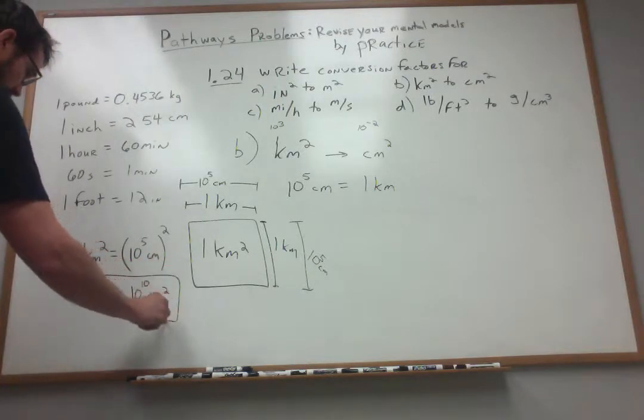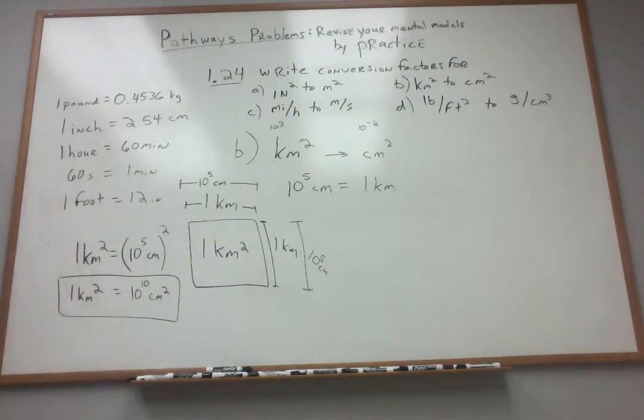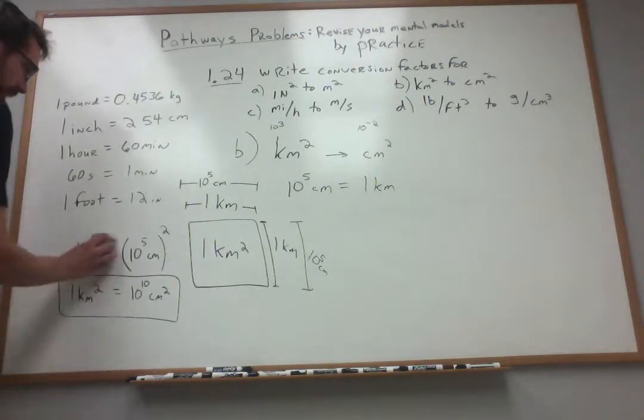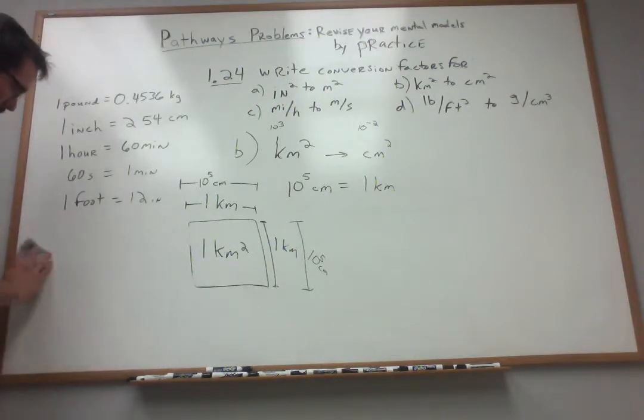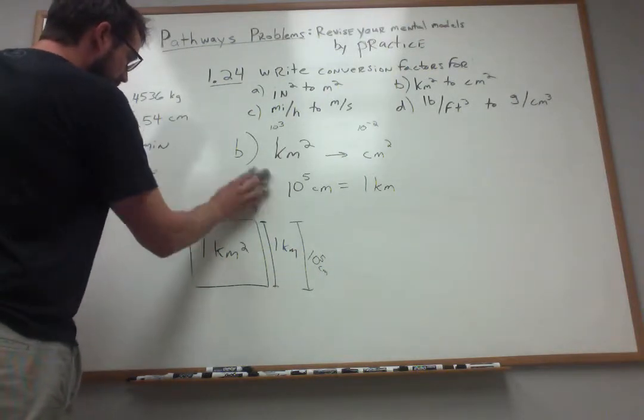As a result, the conversion factor that we need to do subsequent calculations or conversions between these two units, that is kilometer squared and centimeter squared, is this. 1 square kilometer is physically equivalent to 10 to the 10th centimeter squared. Right? So same sort of thing as in A, as it turns out. Those two were pretty similar for the most part.